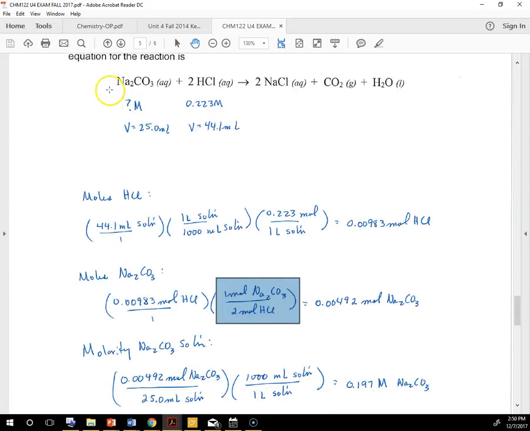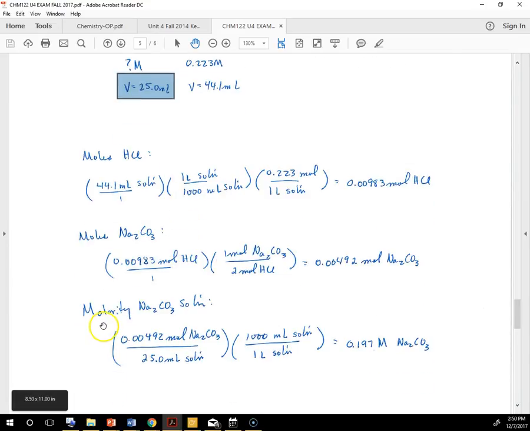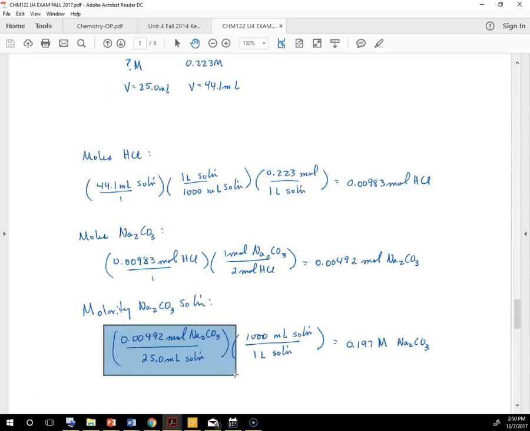Now we have moles of Na2CO3. All I need to do is take those moles and put them over my volume. So I'm going to take those moles, the 0.00492 moles over 25.0 milliliters. And of course, molarity is moles per liter, so I need to convert in the denominator. I need units of liters, so I'll put 1 liter per 1,000 milliliters, and that will give me units of moles per liter. Rounded to 3 significant figures, I get 0.197 molar Na2CO3.